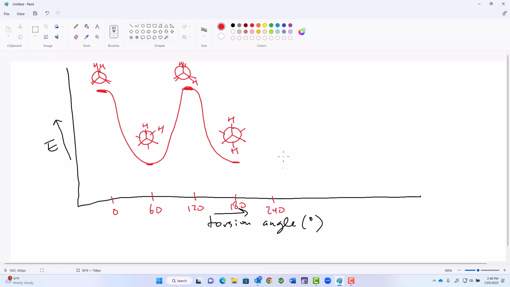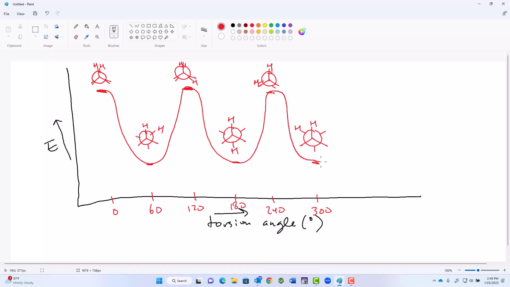At 240 degrees, we're at another eclipsed variant where they're all on top of one another. We have an H up here and now an H back here. Again, same energy level, so it's going to come back up. We rotate another 60 degrees to 300 degrees. We're going to be back at a staggered conformation where we have an H here. Our last H is there. We are at the same level because those are all H's, so there's no preference.